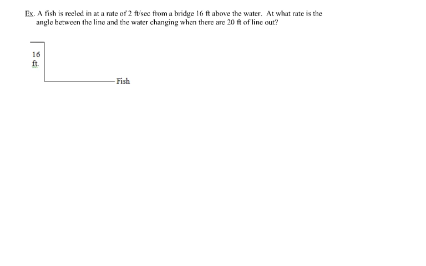Okay, so we're reeling in a fish, and that fish is being reeled in at a constant rate of 2 feet per second from a bridge 16 feet above the water. At what rate is the angle between the line and the water changing? And then here's my freeze frame moment when there's 20 feet of line out. So you've got part of the picture, but you really need to complete this.